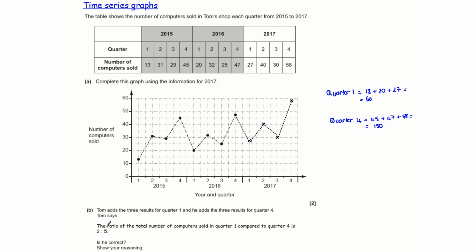So if we go back to the question, it says the ratio of the total numbers of computers sold in quarter 1 to quarter 4 is 2 to 5. Is he correct? And show your reasoning. So the first part of my reasoning will be showing the adding, and then I need to see whether it cancels to the ratio of 2 to 5. So I've got 60 to 150. I'm going to divide through by 10, which will give me 6 to 15. Both of these are in my 3 times table, so again I'm going to divide through by 3, which gives me a ratio of 2 to 5. So is he correct? Yes, he is correct.